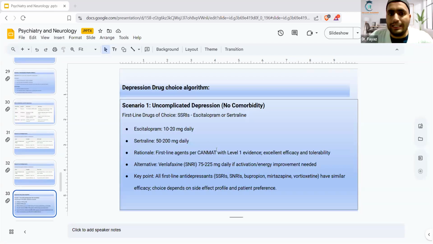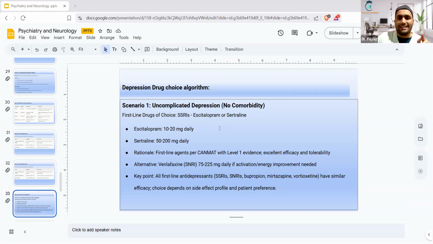Okay, I think we should stop after this slide. So how do we choose what we are going to start our patient on? Drug of choice is almost always an SSRI unless there is an indication not to use it. Mainly escitalopram or sertraline. Any of these are started. Fluoxetine is for teenagers or adolescents.